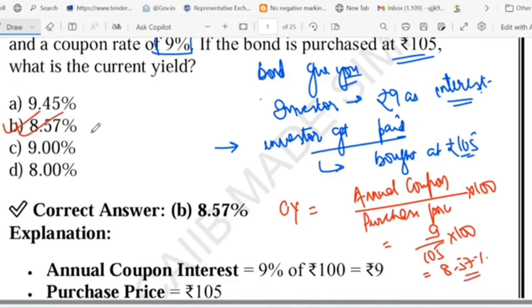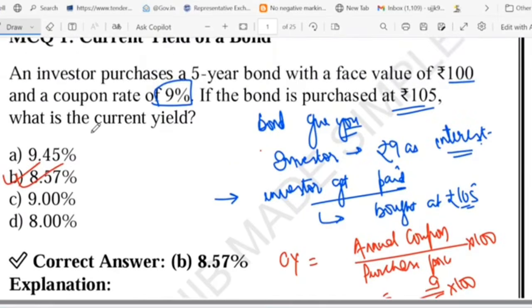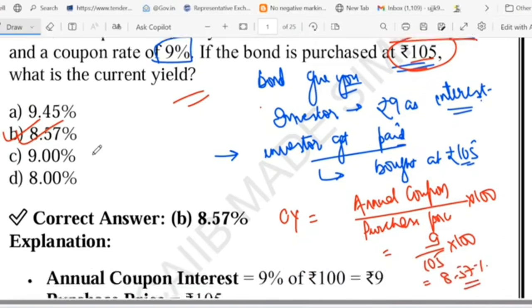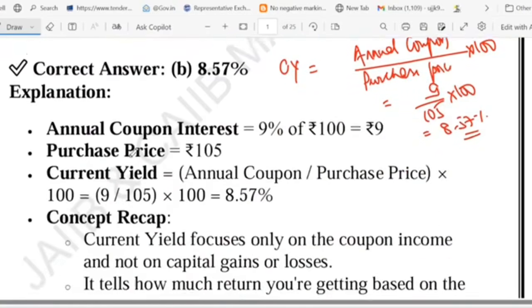Try to understand, even though the bond is paying 9 rupees per year, the return based on what the investor actually paid, which is 105, is only 8.57%. So remember, whenever we find the current yield, we see at what price the bond was purchased. We don't see the face value, rather we compare with the market price of the bond. That is the crux of this particular question, and we get 8.57%.